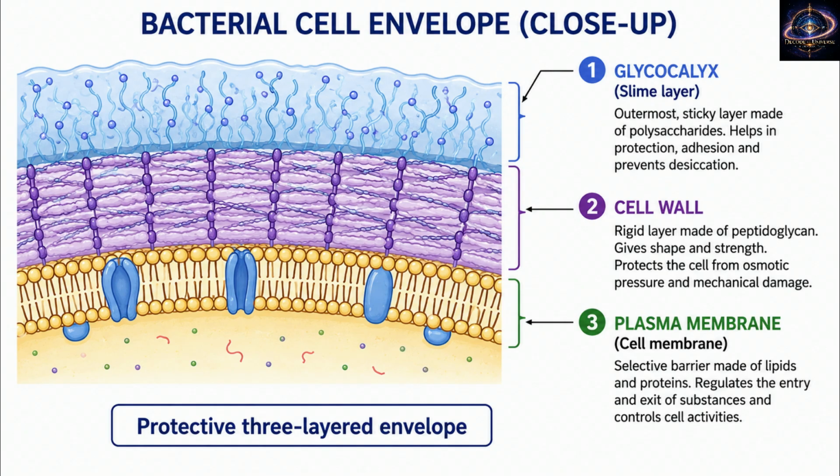Real-life example. When you put raisins in water, they swell because water enters by osmosis. Question. Teacher: Why is plasma membrane called selectively permeable? Student: Because it allows only selected substances to pass through.